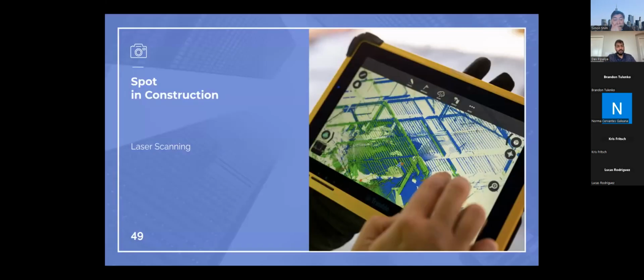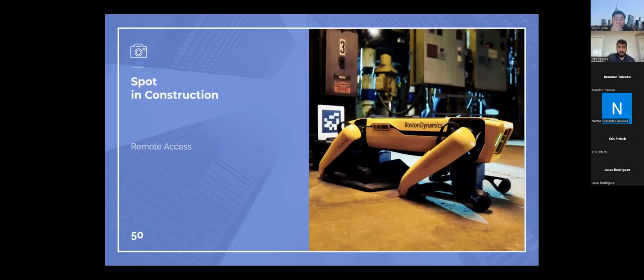So what does it do? It actually uses laser scanning. It scans the building with a laser scanner at the top of it, and gives you the data, which can be used for tracking the progress of the construction, giving it to the owners.